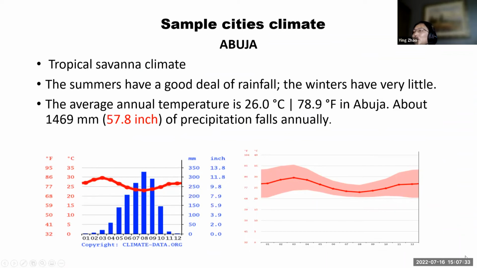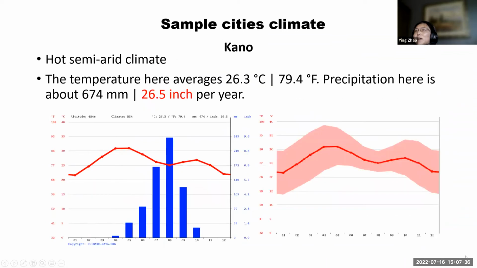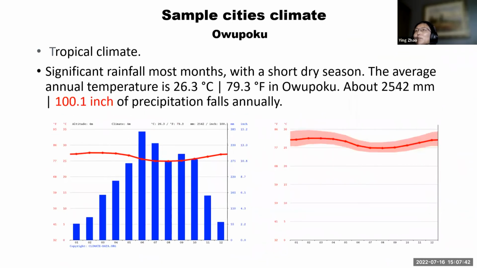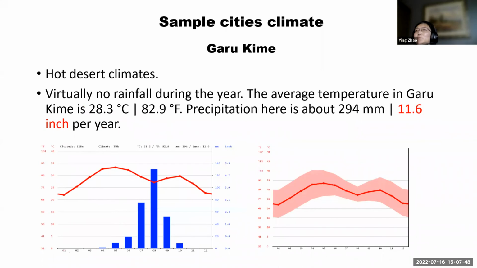Less temperature swing, that's for Kano, dry, and this is tropical with more rainfall. And this one is much drier and has more temperature difference.